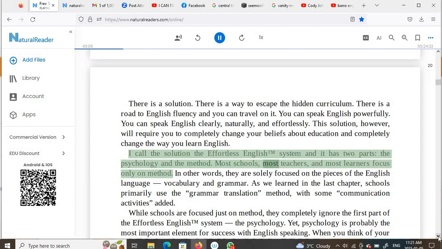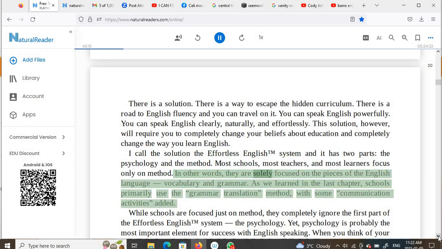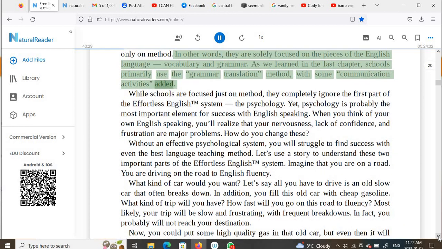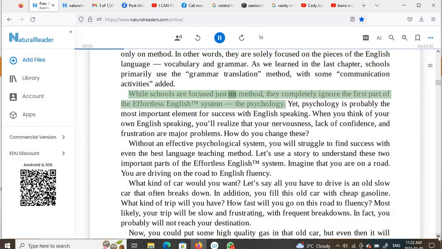Most schools, most teachers, and most learners focus only on method. In other words, they are solely focused on the pieces of the English language, vocabulary and grammar. As we learned in the last chapter, schools primarily use the grammar translation method, with some communication activities added. While schools are focused just on method, they completely ignore the first part of the Effortless English System, the psychology.